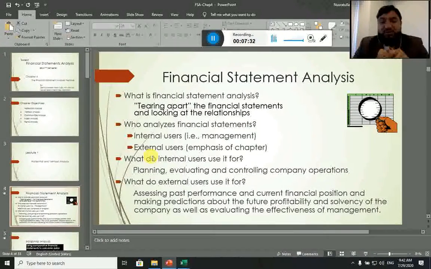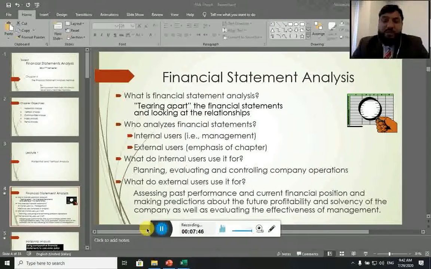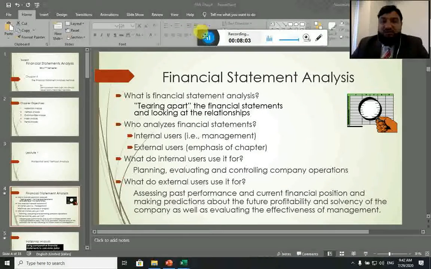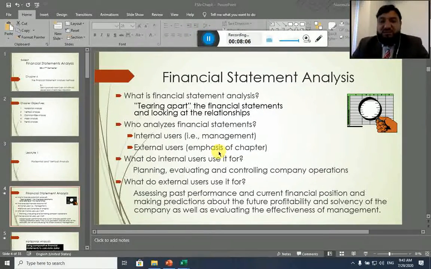Number 1, profitability. Number 2, solvency. Number 3, liquidity, and number 4, stability. So these 4 are the indicators of a good business. So they are usually checked by the users, whether internal or external, by using the financial information from the financial statements, by using various financial statements analysis methods, right?